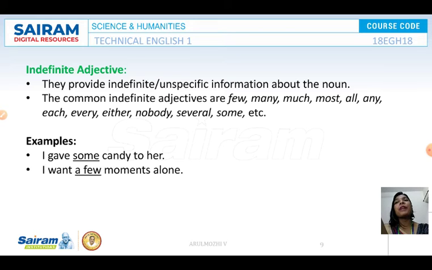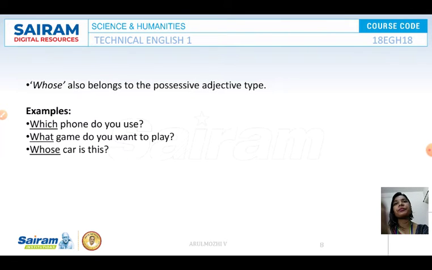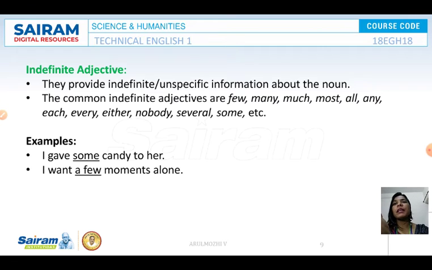Here is an example. I gave some candy to her. Here candy is a noun, and when this candy is described by some, an unspecific quantity, this becomes an indefinite adjective. I want a few moments. Moments is a noun, and when this moment is described by the word a few, it becomes an indefinite adjective.